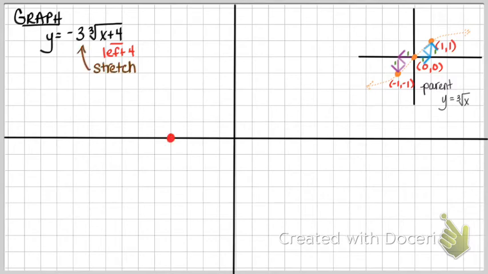That means that our new point of inflection, the 0, 0 point, is going to move to the point negative 4, 0. That 3 indicates that there's a stretch vertically, and the negative tells us we're going to reflect in the x-axis. Now that means that we're going to flip over. Anywhere we were supposed to go up, we will go down. Anywhere we were supposed to go down, we will go up.